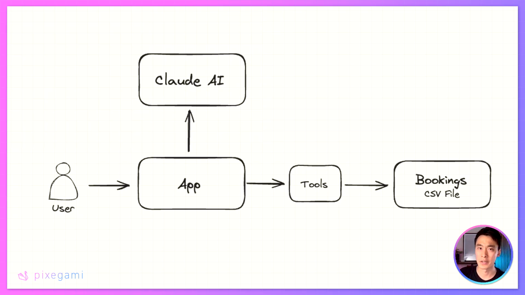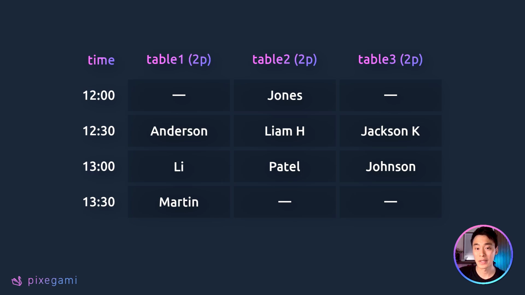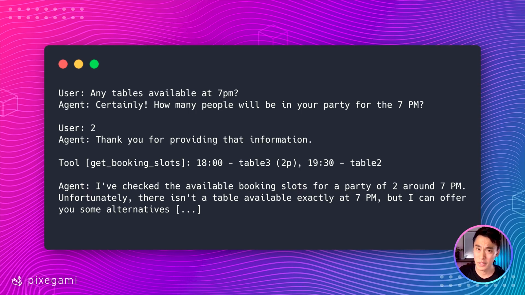Because I want to keep this project simple, all of that booking information is just going to be stored as a CSV file on disk. Here is a simple example of what the CSV file will look like. So the rows are going to be time slots in 30-minute blocks, and then the columns are going to be which tables are available.